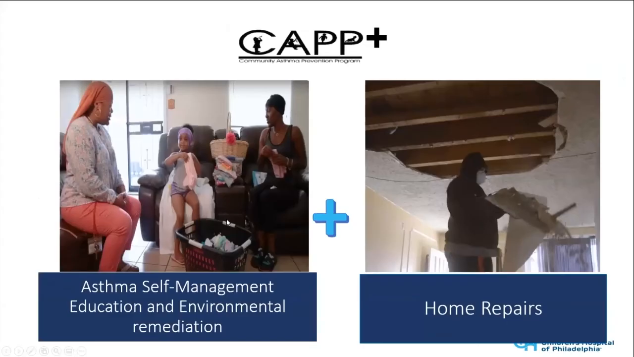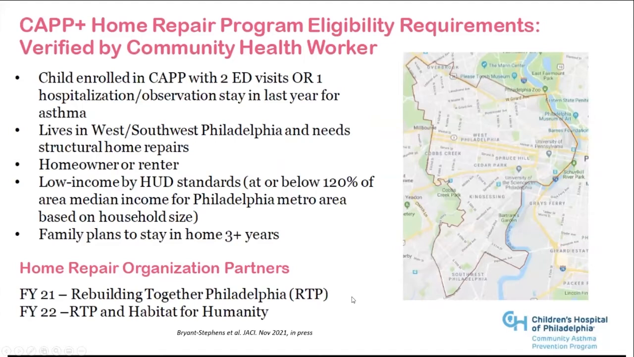So we wanted to really think about housing. So we started a program called the CAPP Plus program, where we have for years done asthma self-management education and environmental remediation, utilizing community health workers in the home. But one of the things that we couldn't do with this program is really address structural damages like holes in the ceiling and major plumbing leaks. So we wanted to expand our program to address those home repairs.